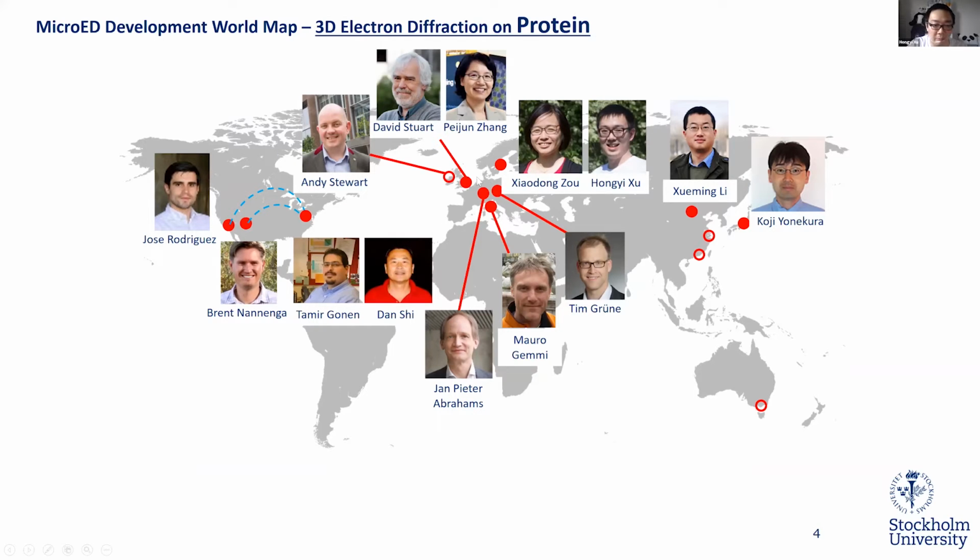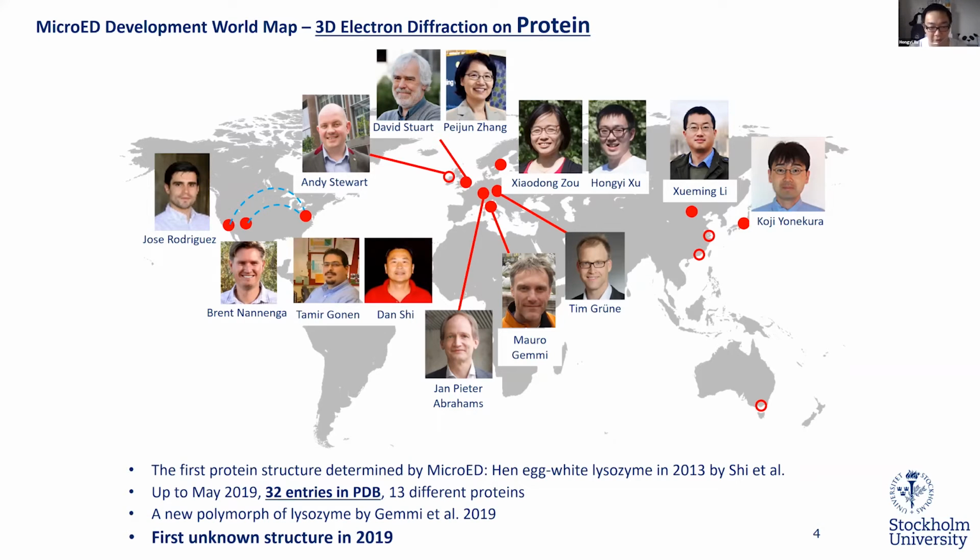And as you heard from Ming Song yesterday, EBIC is almost ready to accept samples from users to collect micro-ED data on. The first protein structure by micro-ED was solved in 2013 by Tamir Gonen's lab. Up to May 2019, there have been 32 entries in the PDB of 13 different proteins, but all these proteins were previously solved by X-ray.